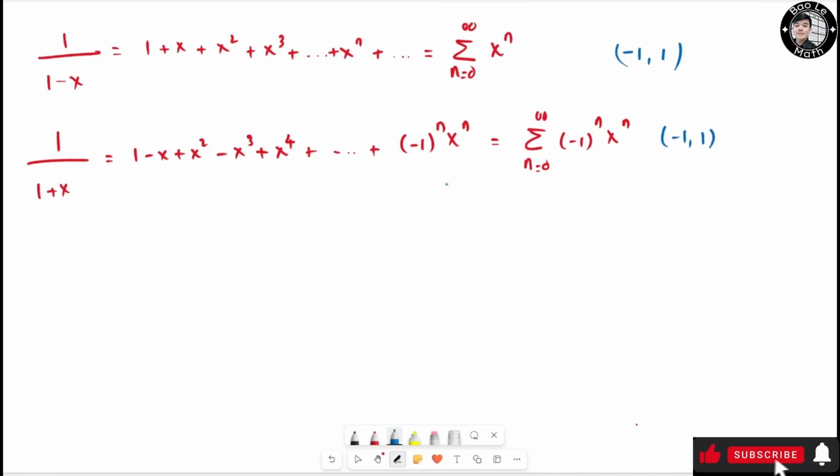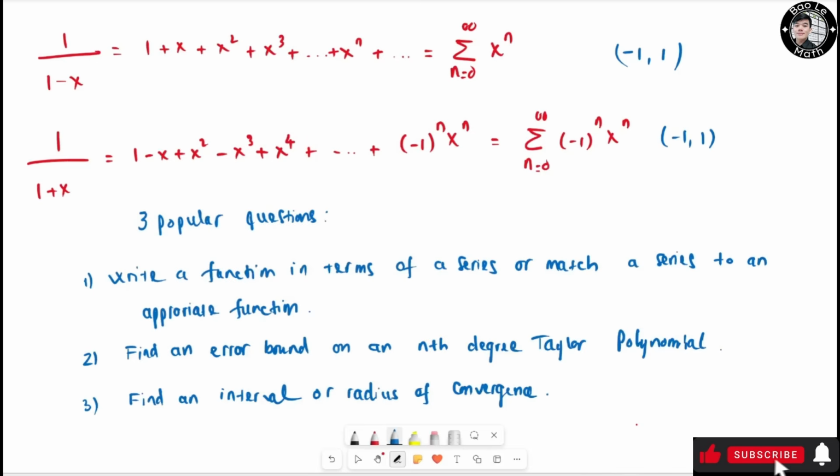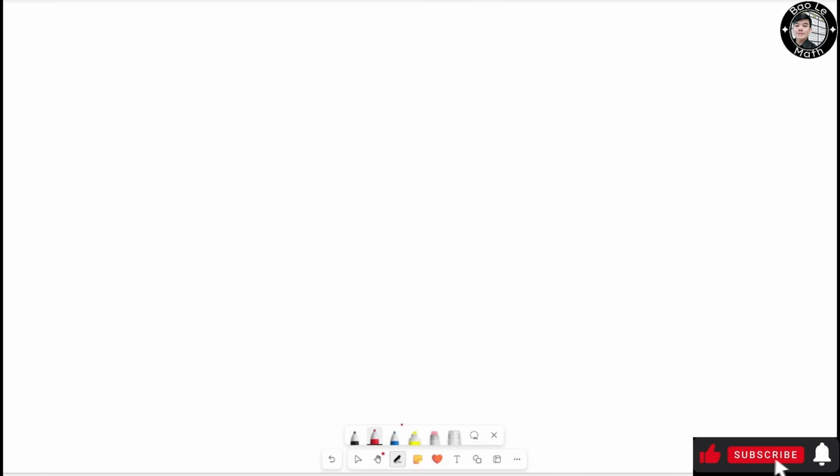Now, three popular questions that you mostly see on the AP Calc BC exam are: the first one, write a function in terms of a series or match a series to an appropriate function. Second, find an error bound on an n-degree Taylor polynomial. And the third one, find an interval or radius of convergence. Now, next, we're going to talk about the error bound. So we have the error bound for the alternating series and non-alternating series.